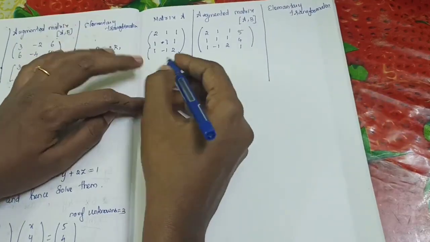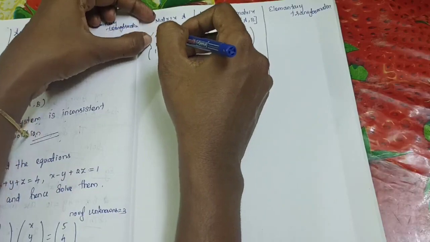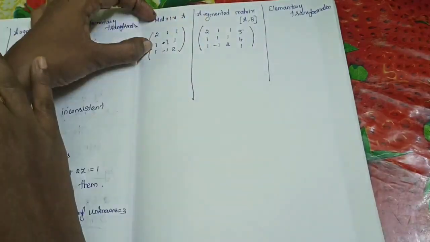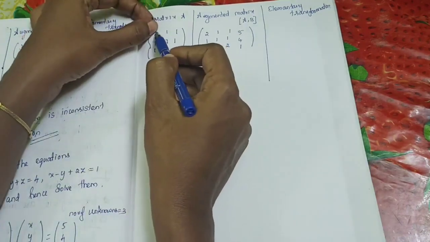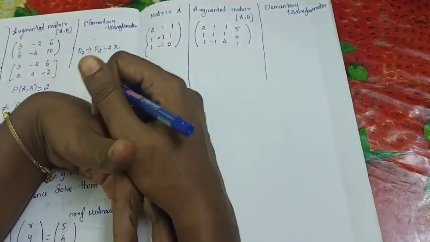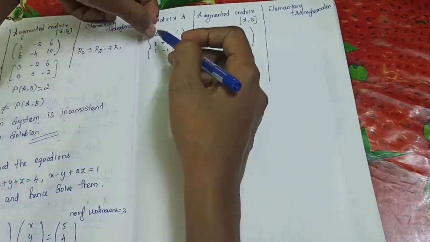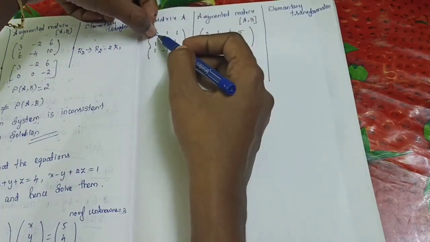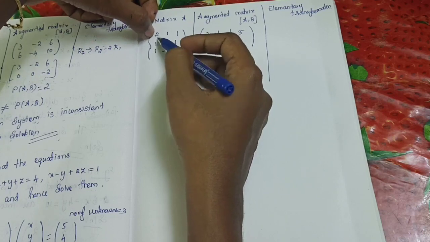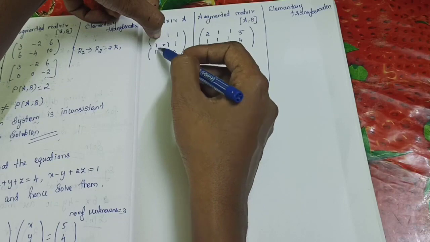Listen here very carefully. This entry is 0. That is the first entry. I said the first entry must be a non-zero element. Is it right? So using this element alone, we can make these 2 entries 0. Yes or no? Yes. This is 2, the non-zero entry. So using this 2 alone, you can make these 2 entries 0.